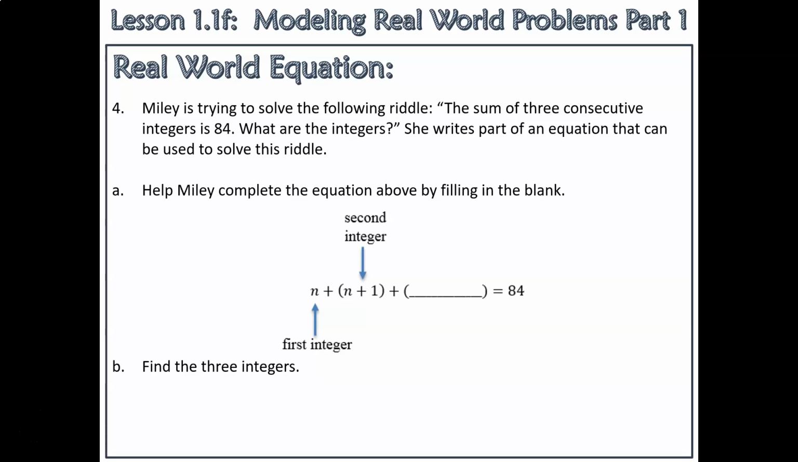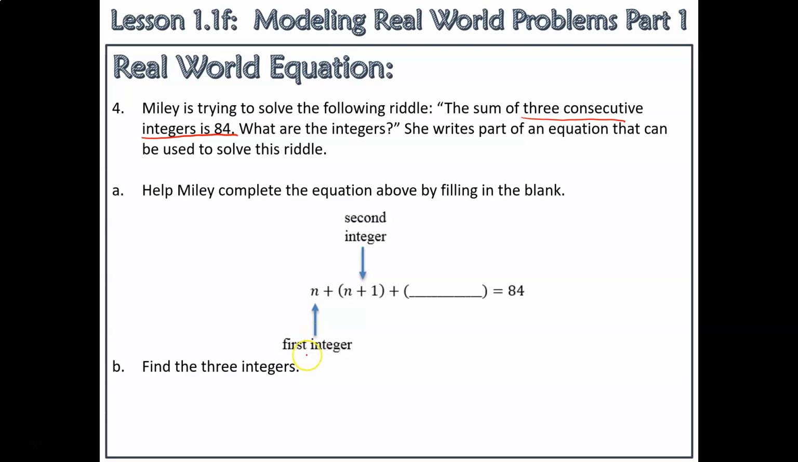Okay, this is the second part of 1.1f. I'm on number 4 now. Miley is trying to solve the following riddle. The sum of 3 consecutive integers is 84. What are the integers? All right, consecutive means one after the other, like 1, 2, 3, 4, 5, 6, right? One after the other. So she has already written part of the equation that you can use to solve this riddle. So let's fill in the blank.